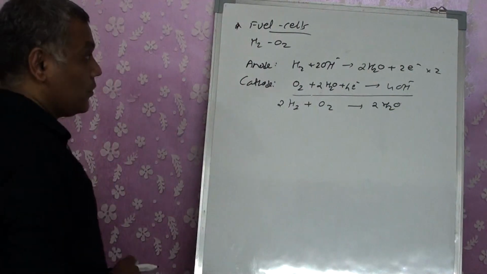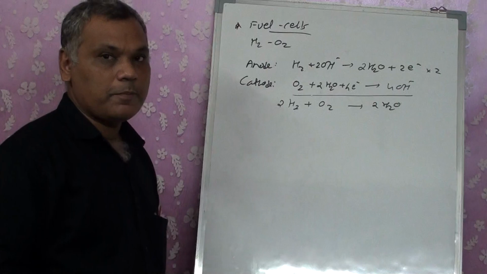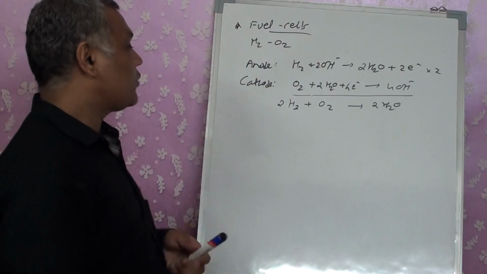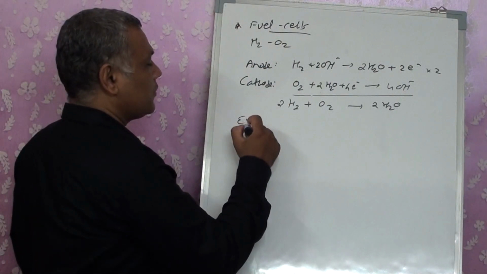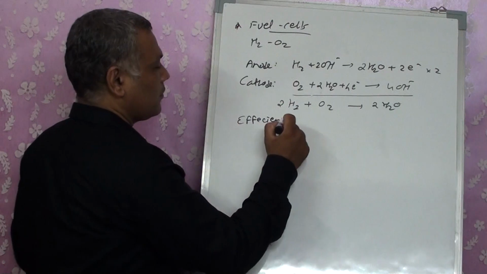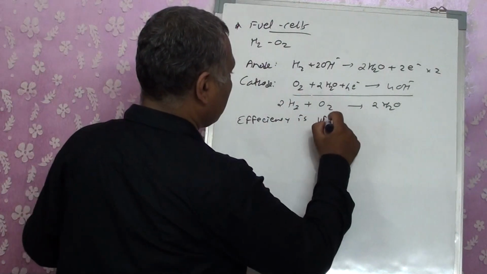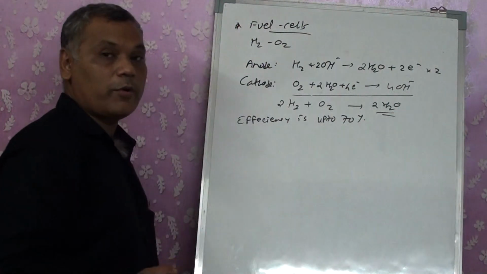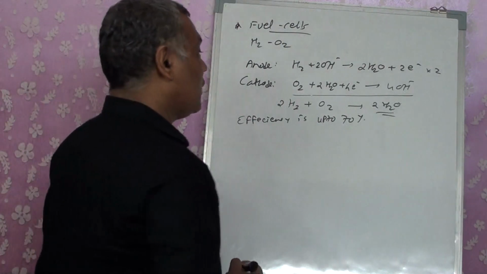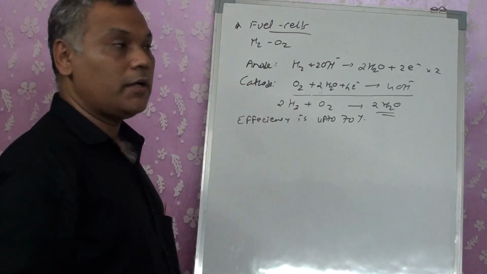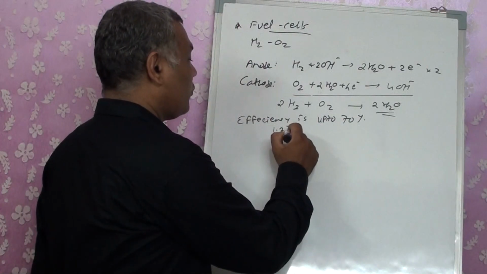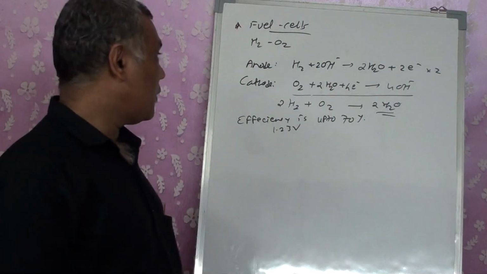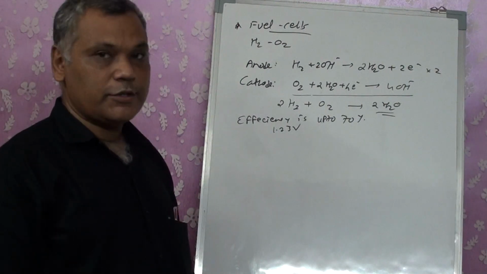The benefits of these cells are many, but because of a single drawback, the cell is not being used. The efficiency of this cell is almost up to 70%. Another benefit is that it provides potable, drinking water, and there is no noise pollution. Its voltage is also high, 1.23 volt. It is capable of producing 1.23 volt, but because of the limitations, it is not used.